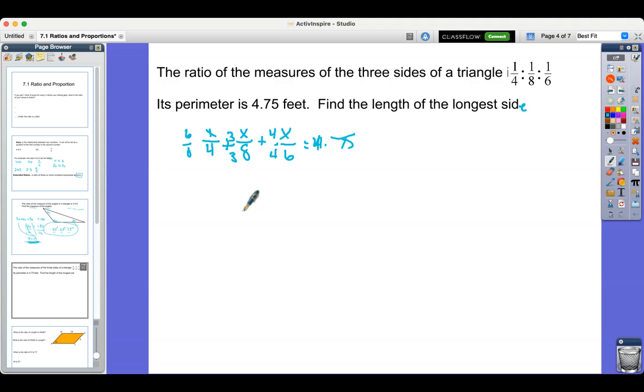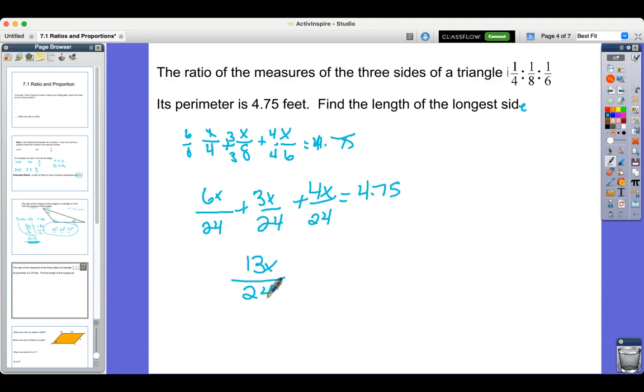When we do that, we end up getting 6x over 24 plus 3x over 24 plus 4x over 24. And we leave this alone. We don't reduce this. It's 4.75. We add these up. We end up getting 13x over 24 equals 4.75. And then again, to solve for x, we multiply by the reciprocal, which would be 24 over 13 on both sides. So when we do this, we'll take 4.75 times 24 and then divide by 13. We still get the same answer.